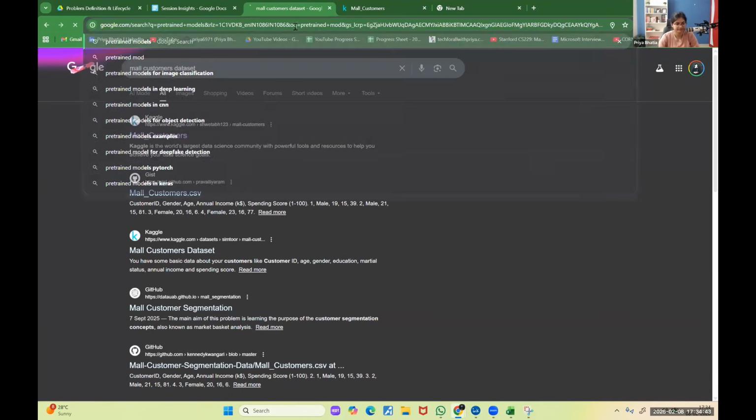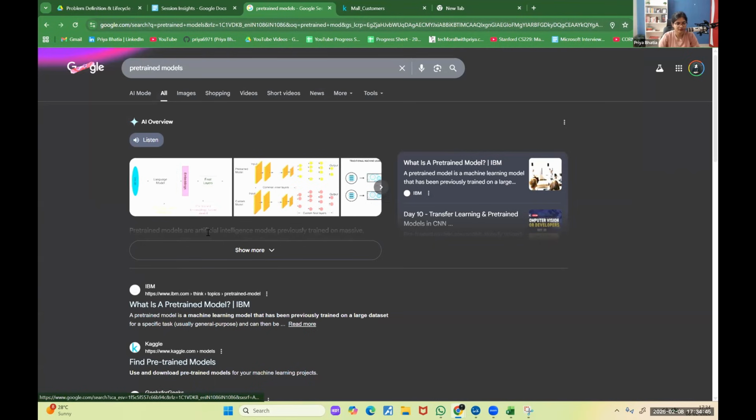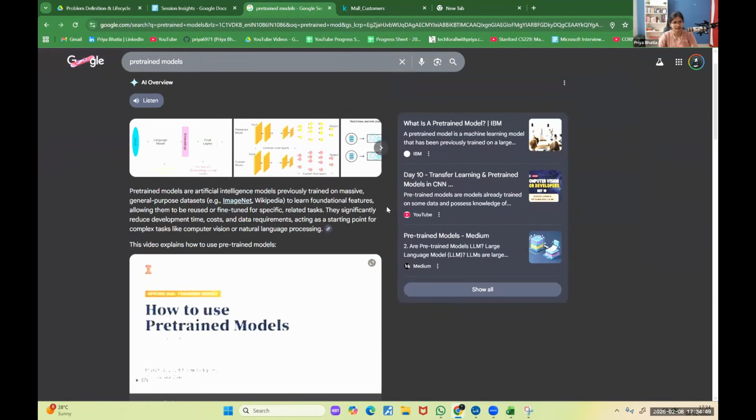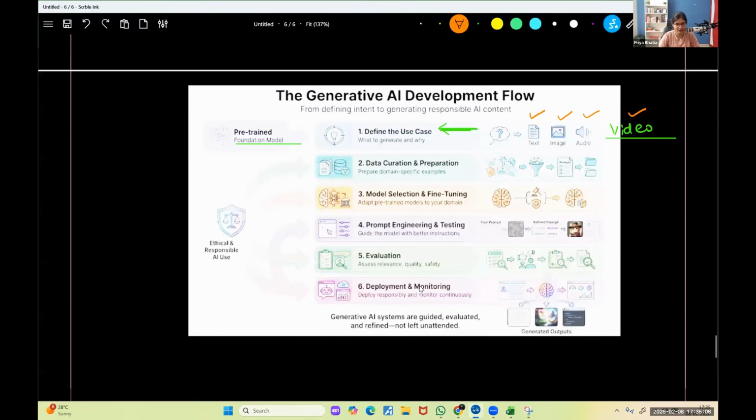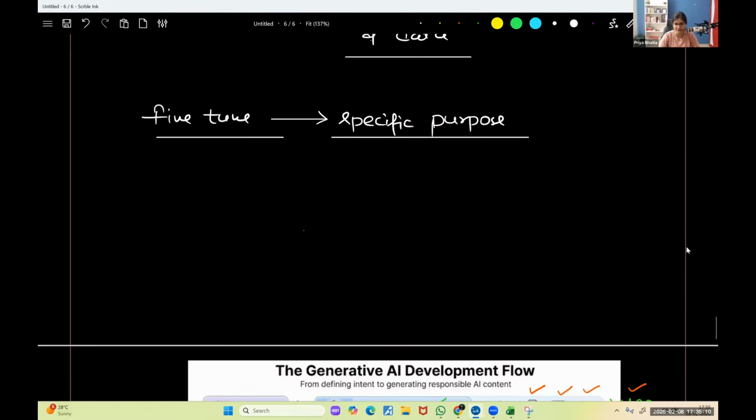pre-trained models. So you can see the formal definition: these are the artificial intelligence models previously trained on massive general purpose data sets to learn the features, allowing them to reuse or fine tune them for specific related tasks. So that is the formal definition of pre-trained models, which is very important to understand.